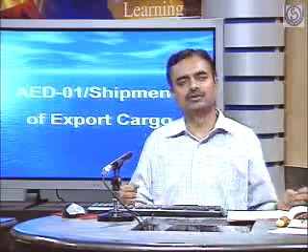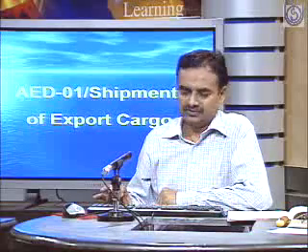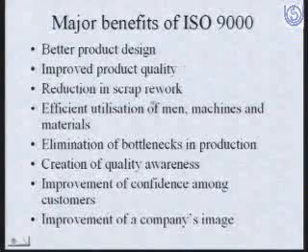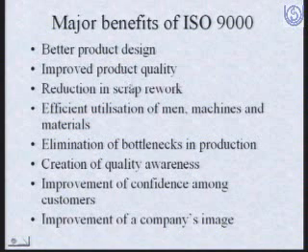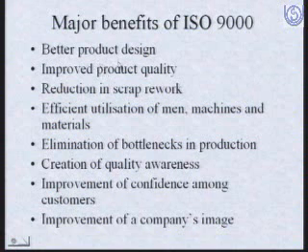These days, all over the world, buyers and sellers are focusing on the ISO 9000 series of standards for quality assurance. Now the major benefits of ISO 9000 are: you have better product design, obviously because you know the procedures of the design. Improved product quality, because from the input up to making goods available to the clients, besides the after-sale services, etc., everything is standardized. The whole procedure is highly standardized, therefore you get improved product quality.